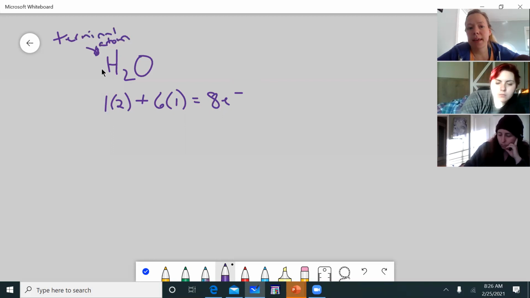That means it wants to be on the outside. It doesn't want to be a central atom. Why? Because hydrogen only wants 2 electrons. If we put it in the center, it's going to have way more than 2 electrons. So just always put hydrogen on the sides. So I'm going to put oxygen in the center. I'm going to put hydrogens on the sides. And then I need to start filling in electrons.